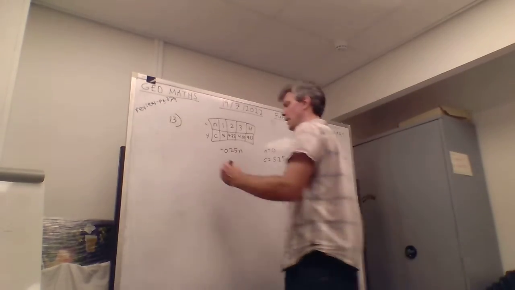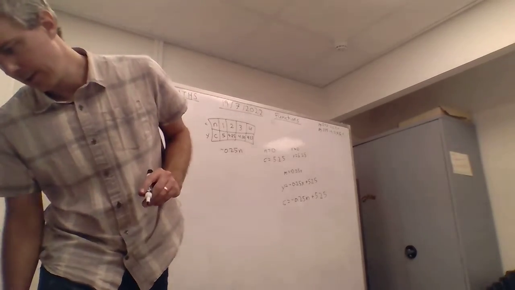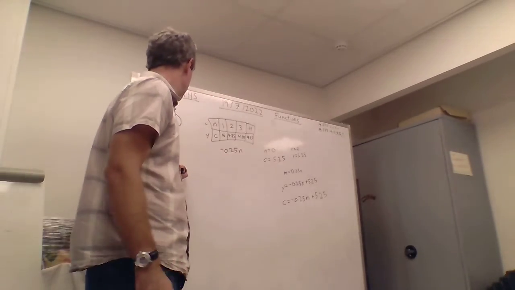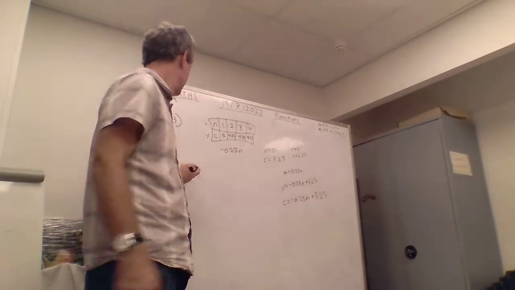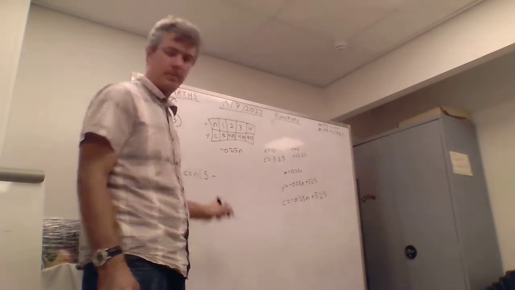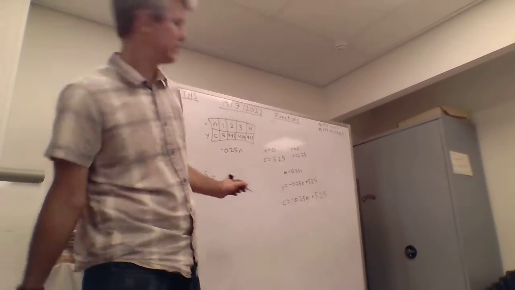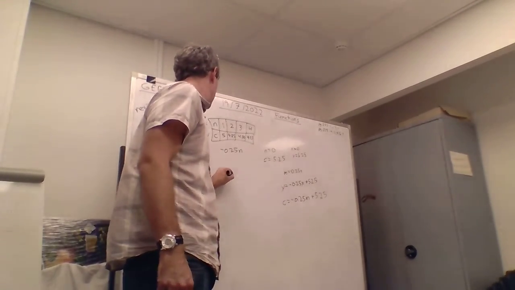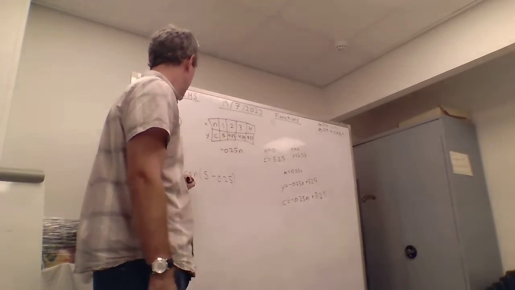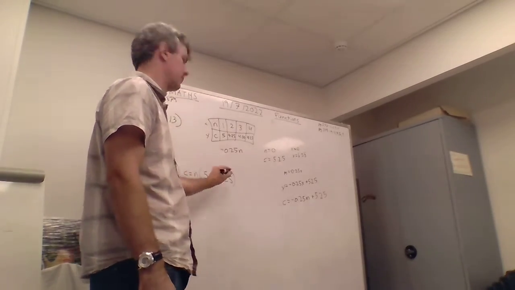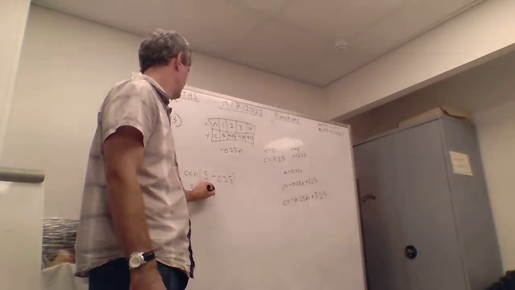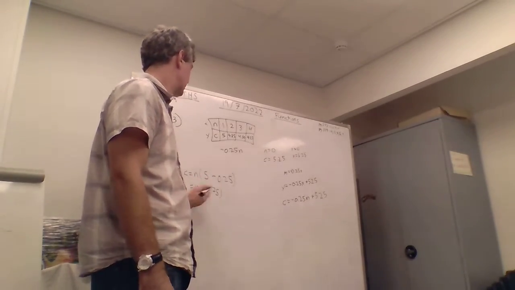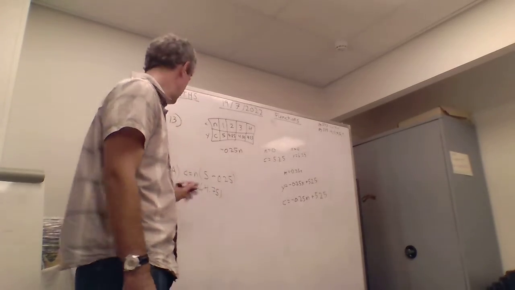So let's look at A. What is A? C equals n times 5 minus 0.25. Correct. So that's going to be n times... what's 5 minus 0.25? 0.75. Okay. This is not the same as that one. Let's try B.